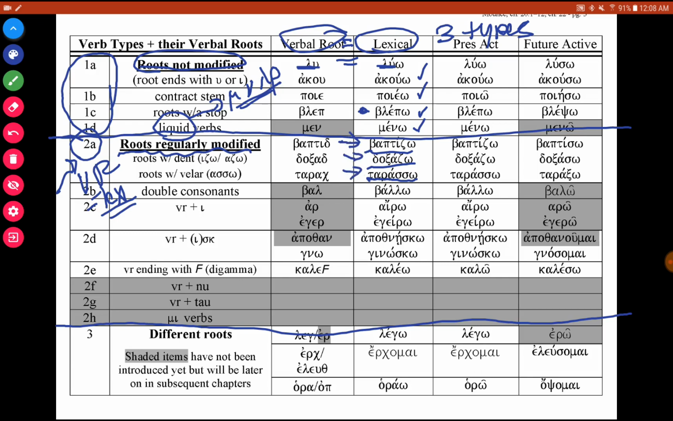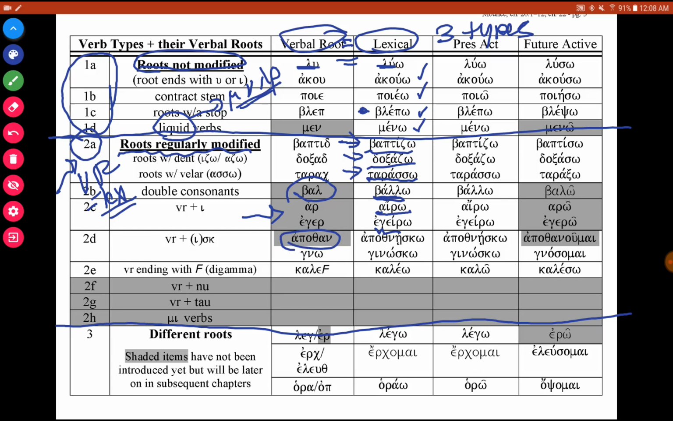Some verbal roots are a simple difference of the verbal root having a single last ending consonant, while the lexical stem doubles that consonant. A lot of liquid verbs modify their stem. A lot of times it's just an insertion of an iota. And then there's some verbs that have actually a drastic stem change.